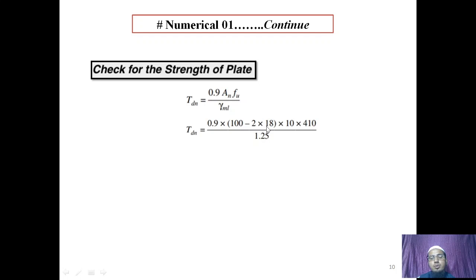That is 100 minus 2 into 18, into t, which is 10, multiplied by Fu for the plate, which is 410, divided by gamma m1, which is 1.25. By calculating on the calculator, we get the design tensile strength as 188.92 kilonewton. Now, how can we say whether the plate is safe under the loading or not? For that we should note that the design tensile strength of the plate should be greater than the design load applied. In our case, the design load applied is 150 kilonewton, hence it is safe.